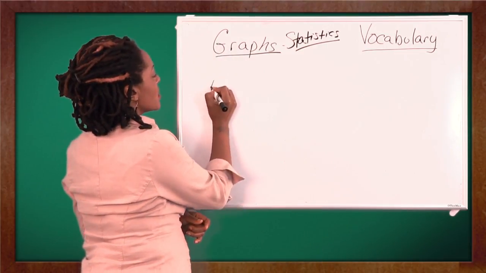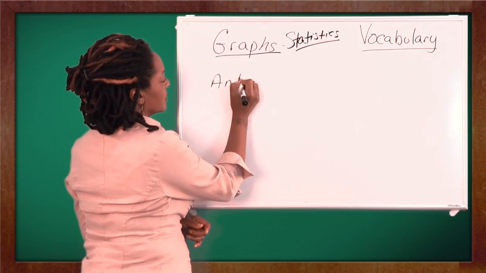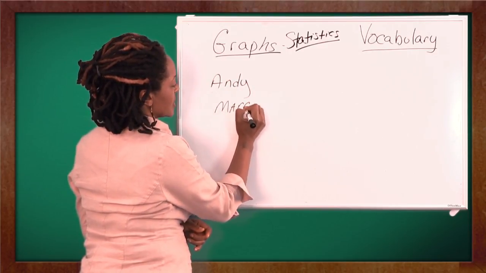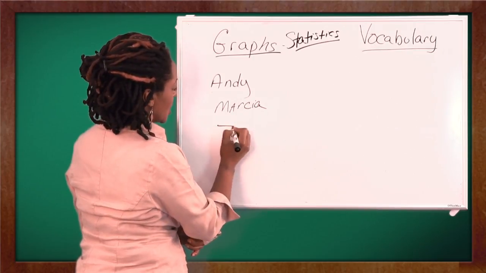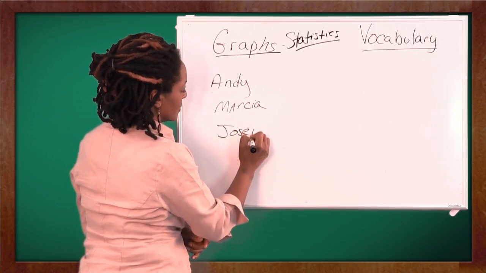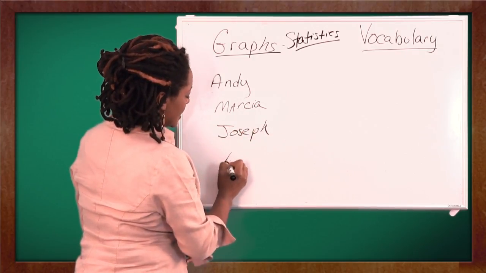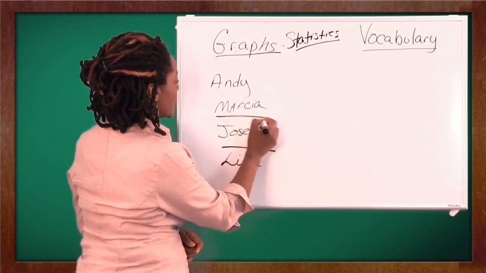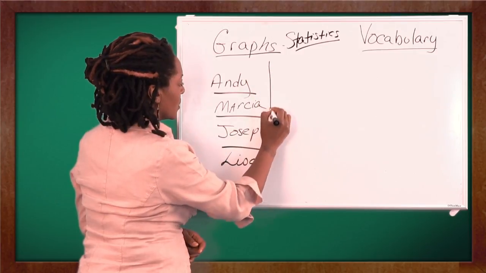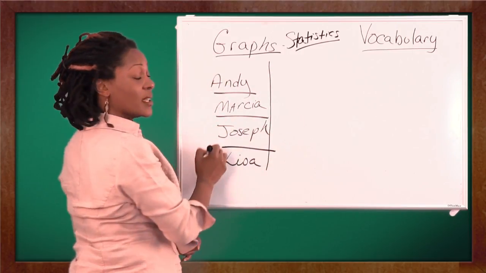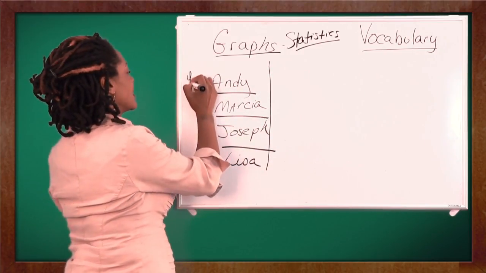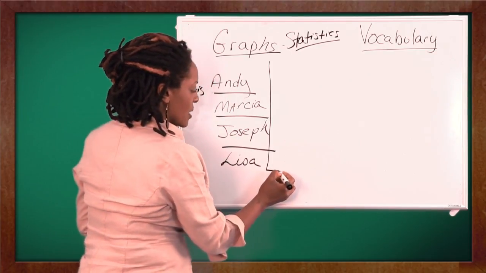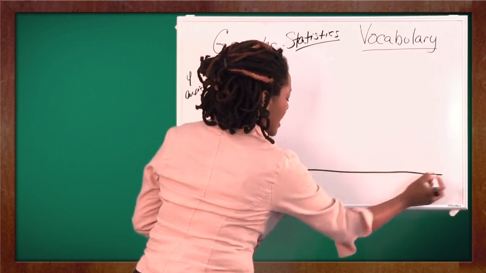All right, this time we're going to have some names. Andy, Marcia, Joseph, and Lisa. All right, so I've got 4 people on the y-axis. And here I am drawing my x-axis.